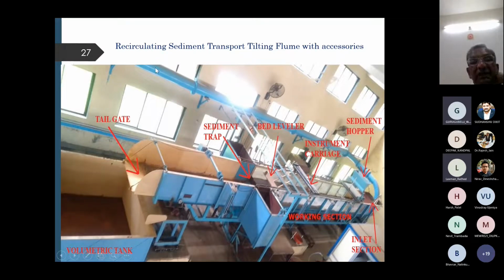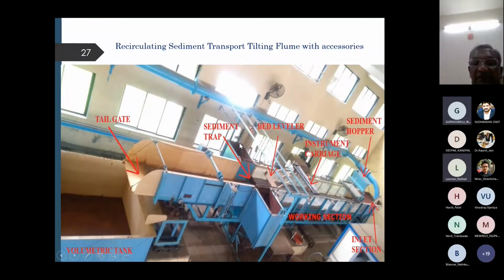So this is basically a pipeline which is feeding water into this flume, right? The water is fed from this upstream section over here, and then here we have the sediment feeder. Sediment feeder is available over here, and this is the complete sediment bed. If you can see here, the sediment bed is present in the entire working section from here to here, right? And then we have the sediment trap present over here, wherein we can collect the sediments.